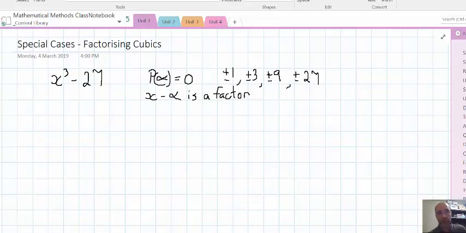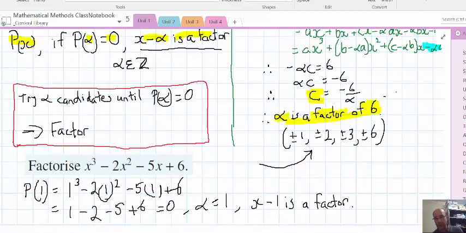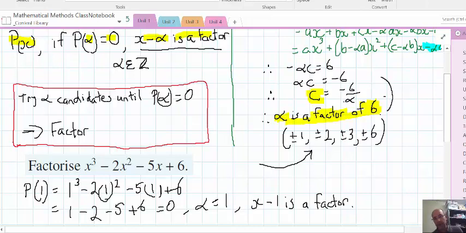Looking at some special cases when we're factorising cubics, and the special case we've got here is x cubed minus 27. From our previous work we know that when p of alpha is 0, x minus alpha is a factor. So we can see that we've got x cubed minus 27. So c is negative 27, and from our previous video, I'm showing you again where alpha is, as in x minus alpha. Alpha is a factor of c.